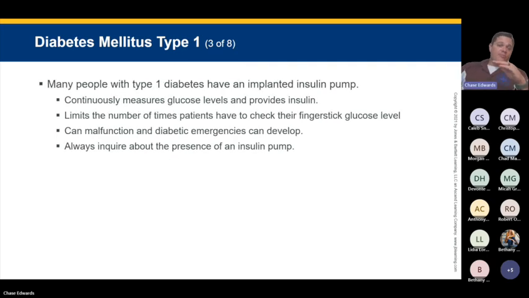Many people with type 1 diabetes have an implanted insulin pump. It continuously measures the glucose levels and provides insulin and correction doses of insulin based on carbohydrate intake at meal times. This limits the number of times patients have to check their finger stick glucose levels. It can at times malfunction, and that's when diabetes emergencies can develop. So we always want to inquire whether our patients have an insulin pump.